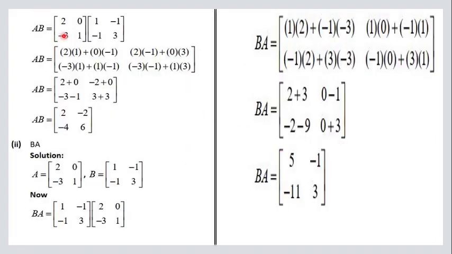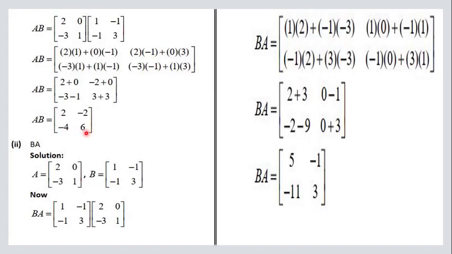We have this matrix A and then matrix B, so we need to simply find out matrix AB. In other words, we just simply need to multiply these two matrices. You already know how to multiply two different matrices. Alright, so after the multiplication you get the answer [2, -2; -4, 6].